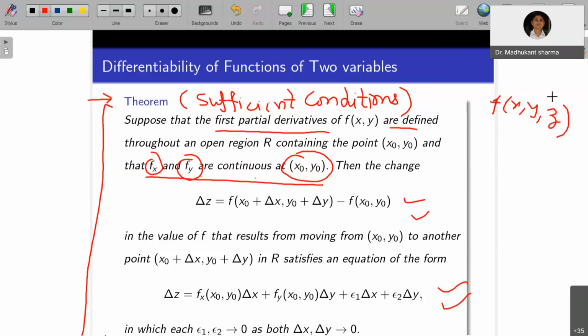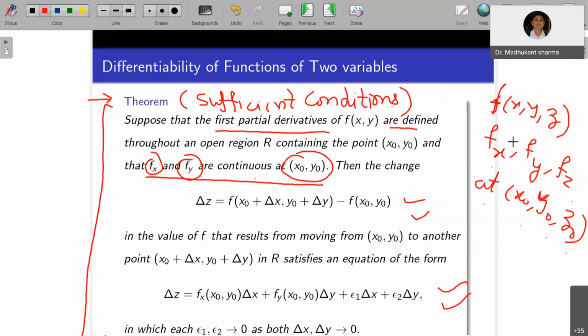If you want to say that function f is differentiable, then you need to check the continuity of all possible first order partial derivatives. Means you are checking differentiability at a point, x naught comma y naught comma z naught. You need to check the continuity of the functions fx, fy, fz at x naught, y naught, z naught. If that holds, the original function is differentiable.